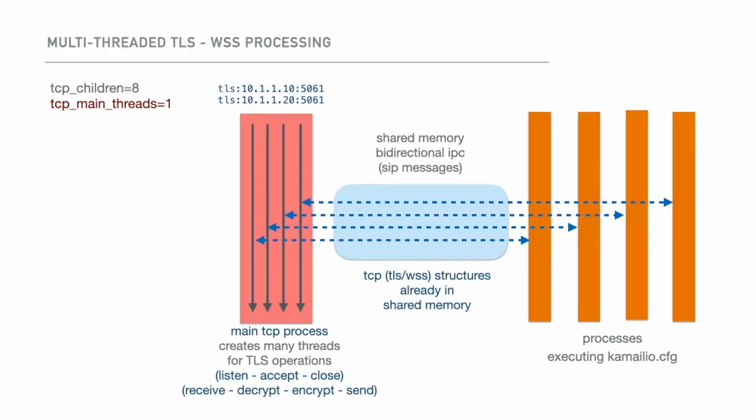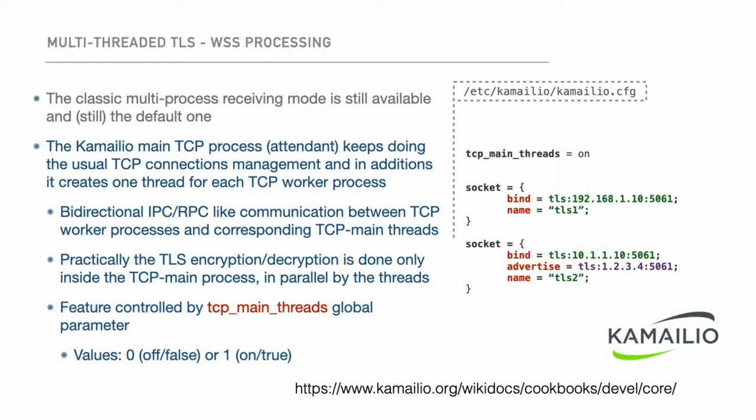It is in the stable version now, 6.1. It's still defaulting to the multi-process architecture. You'll have to set the TCP main threads to 1, or you can actually use on, off, or true, false, because these are just keywords in our scripting language, but behind them it's 0 or 1. So use any of the values you find easier to read. So we still have that one there. Let's see how long we'll keep it.